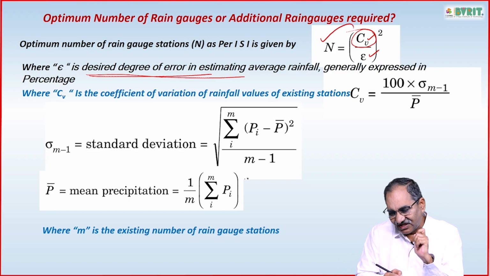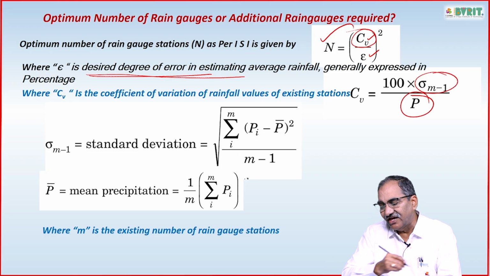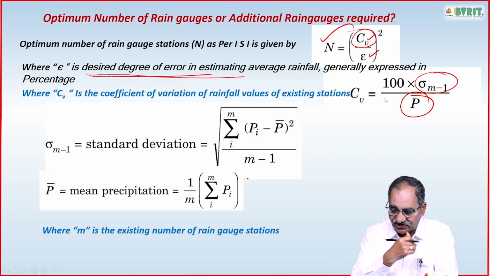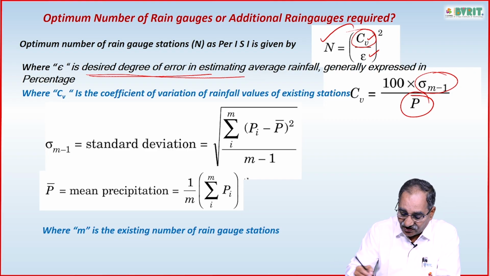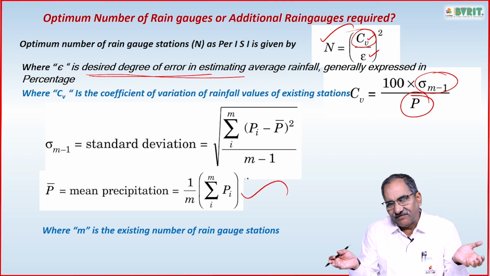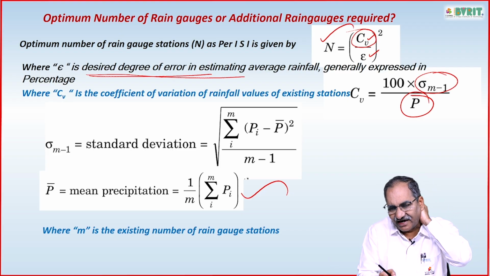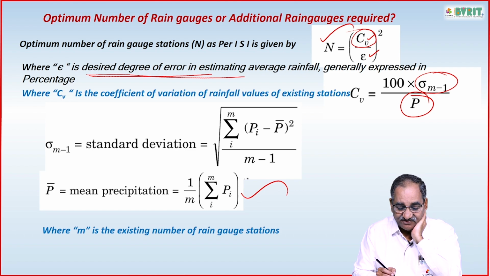How to find out CV? CV can be found out if you determine the standard deviation and the average precipitation. So average values, you can determine the average value: whatever the number of existing rain gauges, the sum of the rainfall values divided by the number of rain gauges. That is the average precipitation.